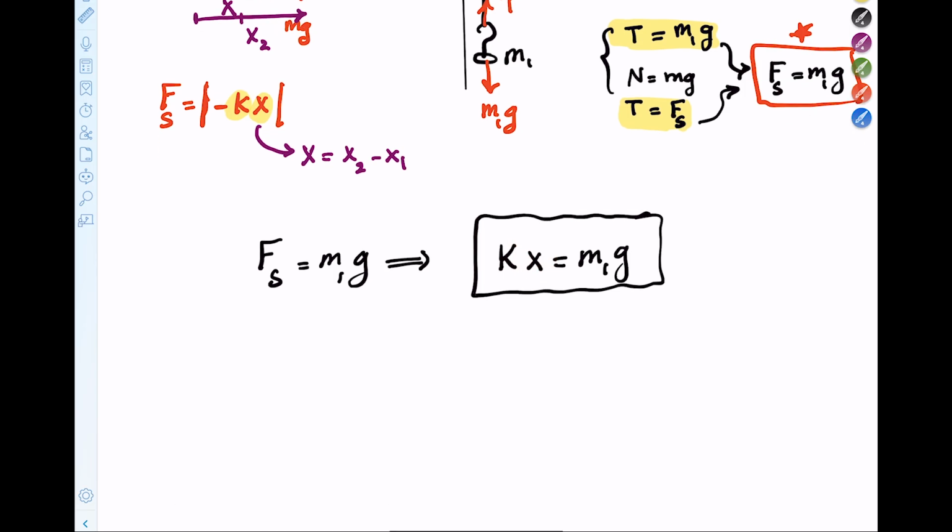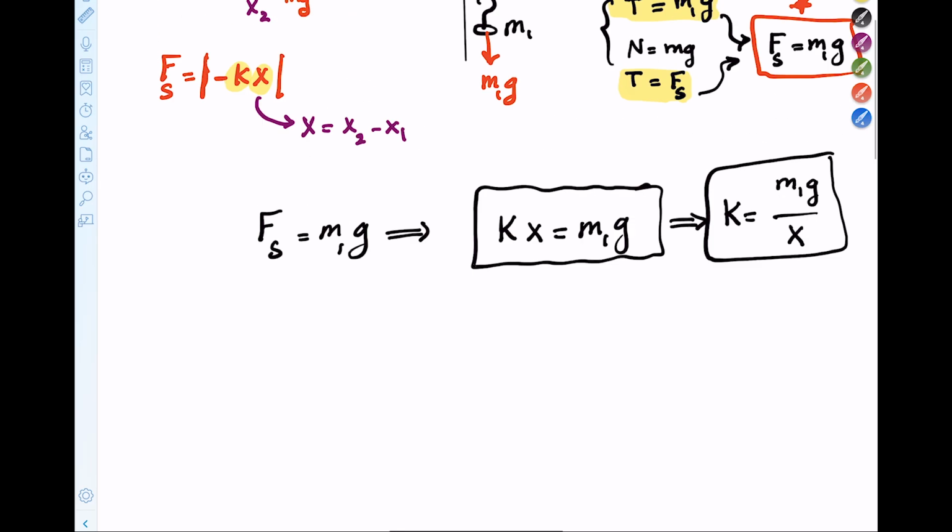If I solve this equation for k, this is exactly what I'm looking for. I'm looking for k, or a spring constant, in part 1 of the experiment. K is m1g divided by x. So the gravitational force on a hanging mass divided by the amount of stretch will give you the spring constant.